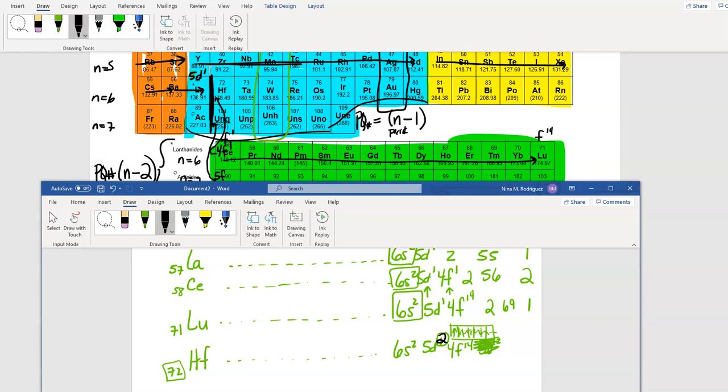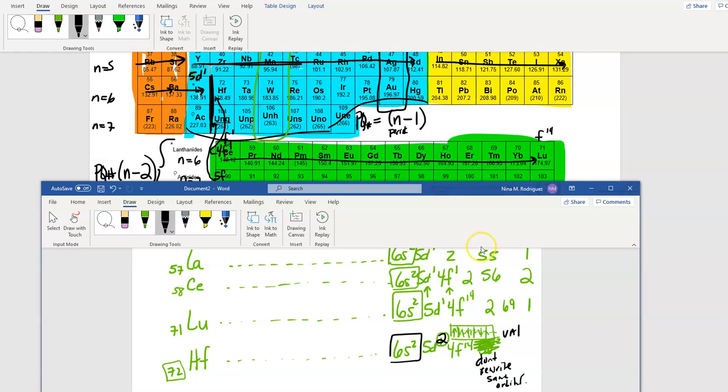You just go back and change the exponent. Do not rewrite the same orbital twice, okay? Just go back and change a number. So how many valence? Still got my 2 valence.